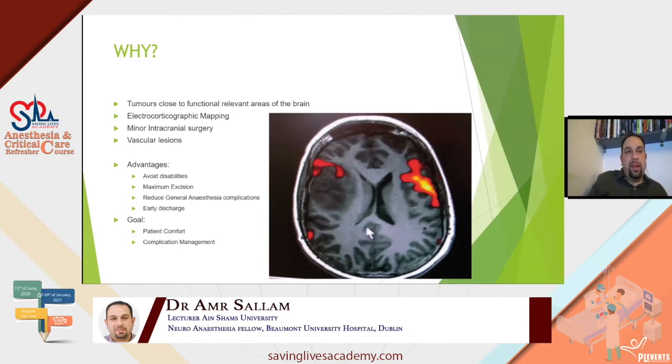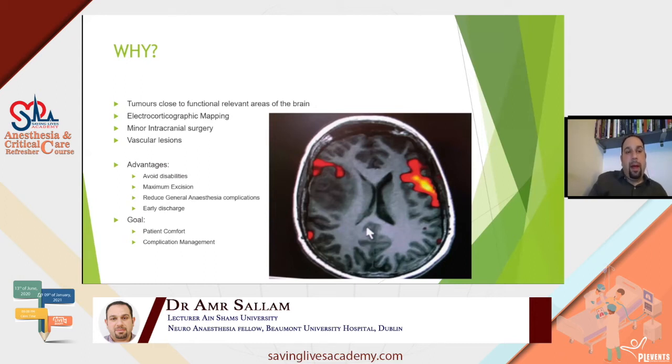Then we ask ourselves, why do we prefer to do that? Yes, awake craniotomy has some advantages. It minimizes the disabilities that we expect, and we will show you one of the famous studies in neurosurgical anesthesia about this. It might still happen, as we'll see later. It will maximize the complete excision of the tumor from this area, leaving nothing to lead to recurrence afterwards.